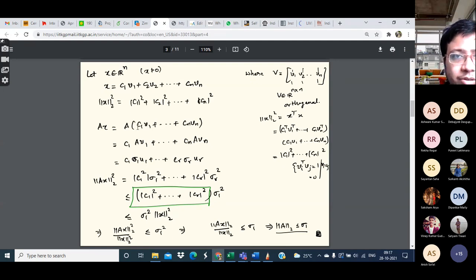Now this should in fact be hardly surprising. If you consider any n-dimensional vector x, its squared L2 norm is nothing but the sum of squares of its entries, like x1 square plus x2 square up to xn square. But here I am saying that this is also equal to c1 square plus c2 square plus up to cn square. That's because I can write this x either as a linear combination of the standard basis, or as a linear combination of these bases.